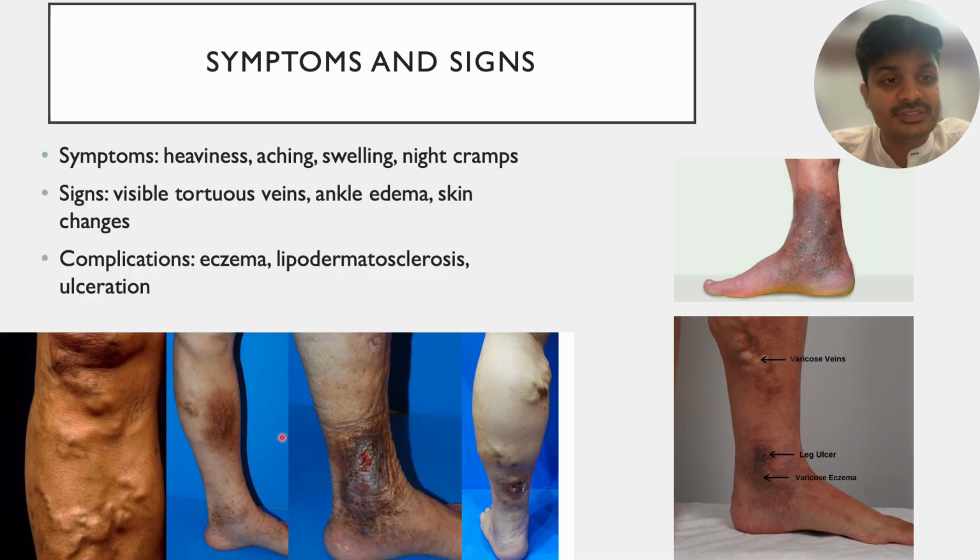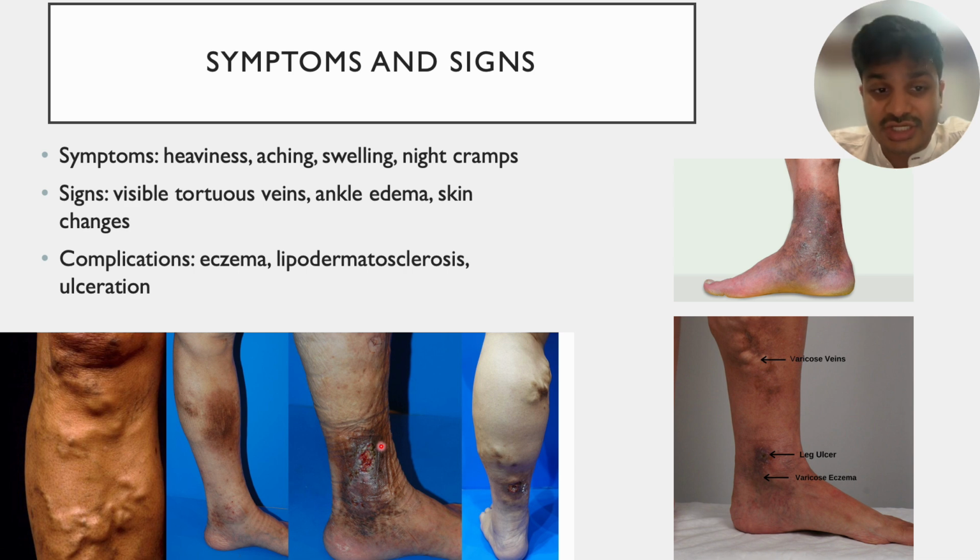When it comes to symptoms, basically it is heaviness, aching, swelling, night cramps, etc. When it comes to signs, you can see the legs. There are multiple dilated tortuous veins over here in the legs. There is a skin discoloration, and a bit of ankle edema.